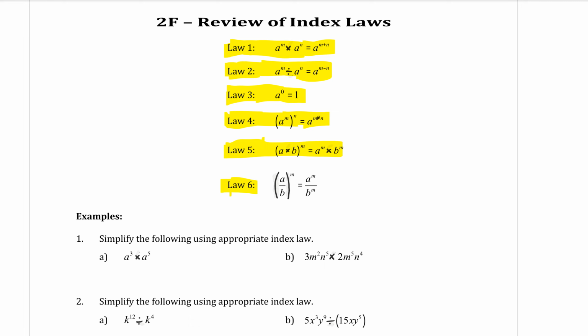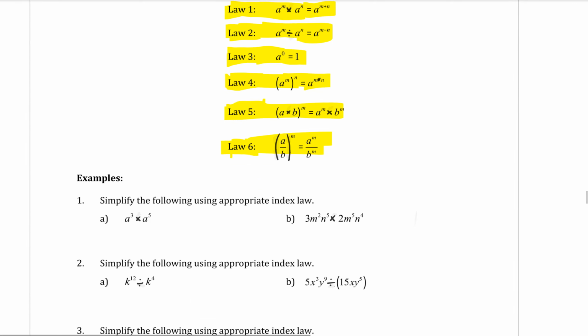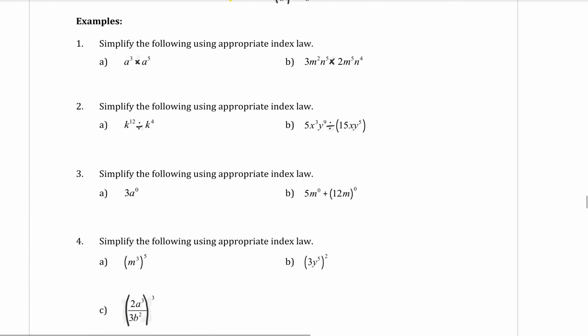And law number 6 is also very similar. It still works if it's a fraction. Everything inside has to be to that power of m. So it's a to the power of m and b to the power of m to expand out those brackets. So those are our 6 basic index laws. There's going to be some other ones coming later that involve negative powers and other things, and fraction powers.